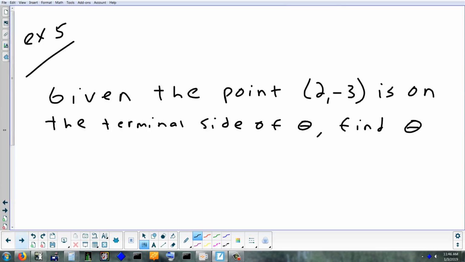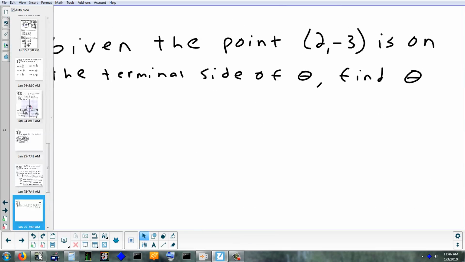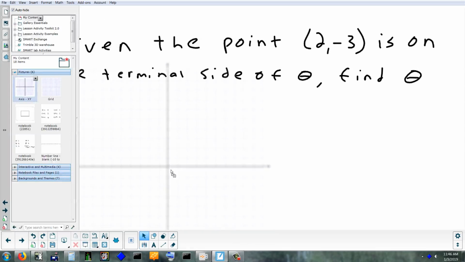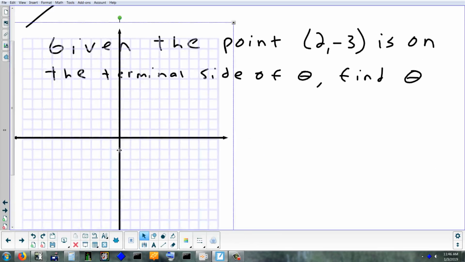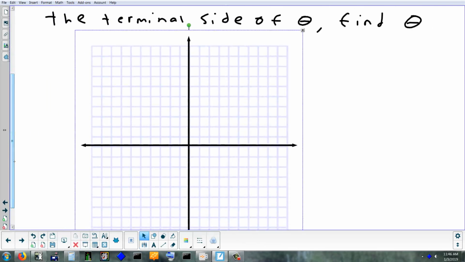Okay, so let's find the angle represented by the point 2, -3. It's got a negative in it, so we're not in quadrant 1. We've got to figure out our quadrant. You don't have to draw a picture, but I'm going to draw one this time just to show you what they're looking for. 2, -3. That's on the terminal side of an angle.